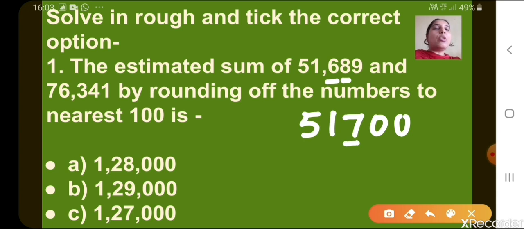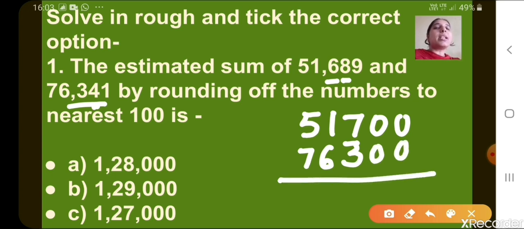Okay. Now let's round off the second addend. So for this also we have to round it off to the nearest 100. So look at the digit at the tens place, which is 4, which is less than 5. So what will be the round off of 76,341? It will be 76,300, isn't it? Because the digit at the tens place is 4.